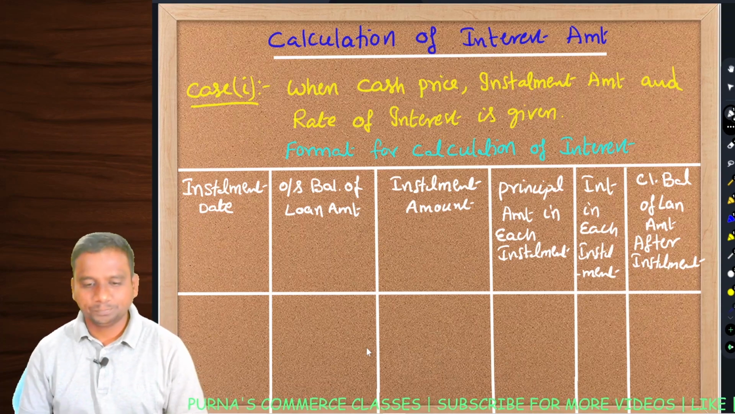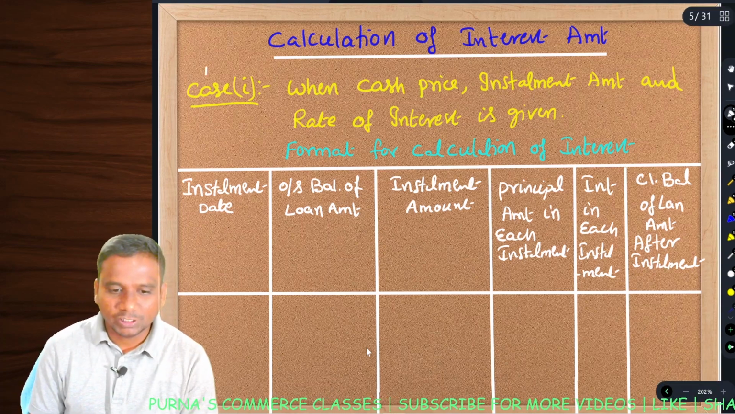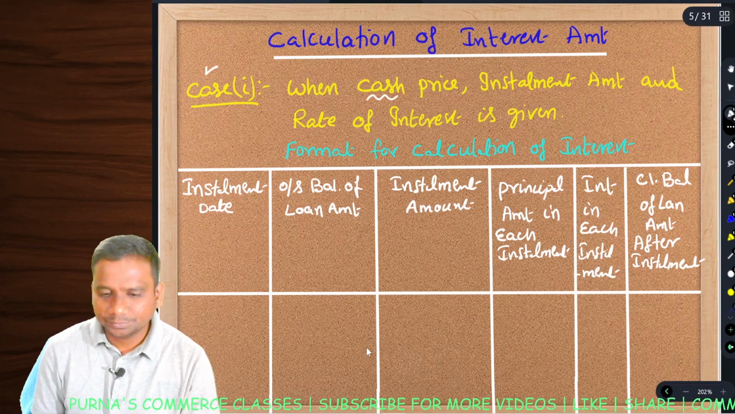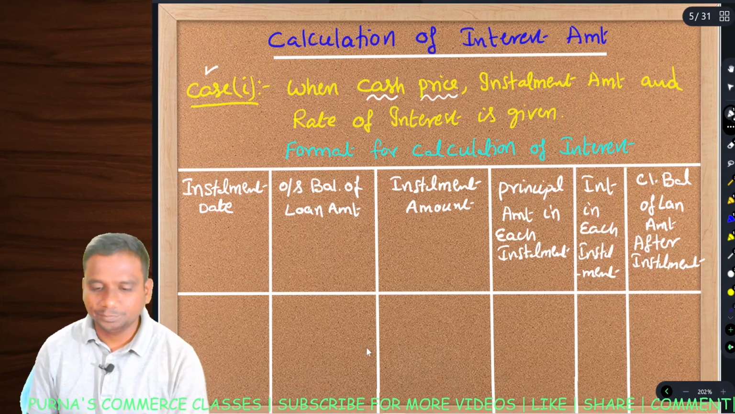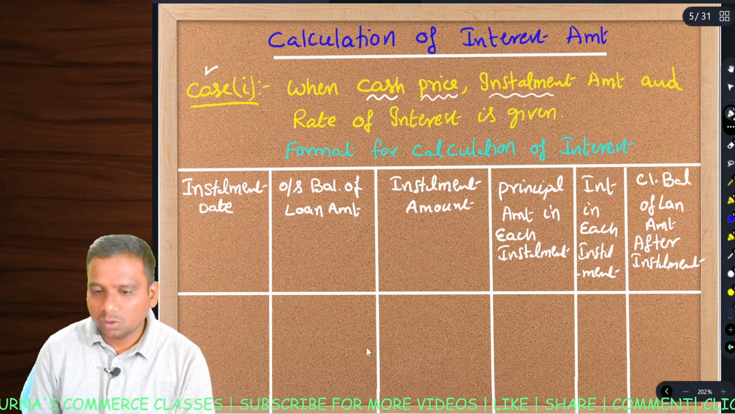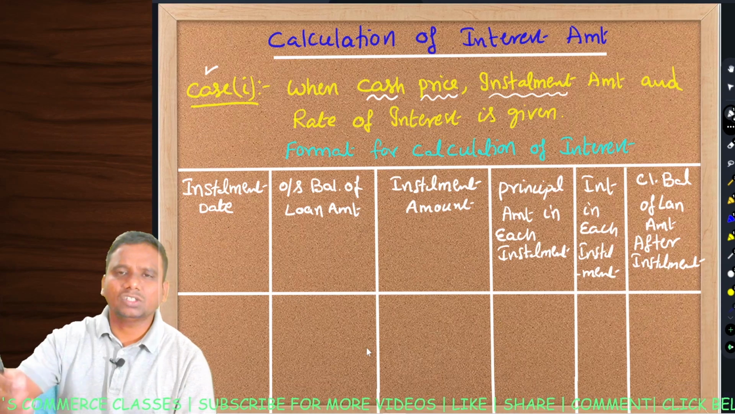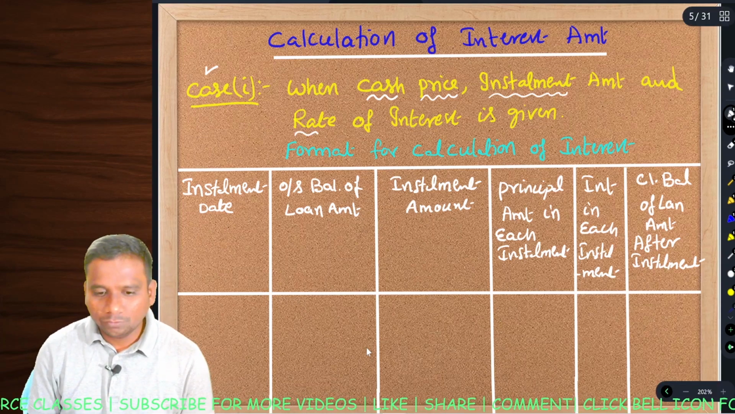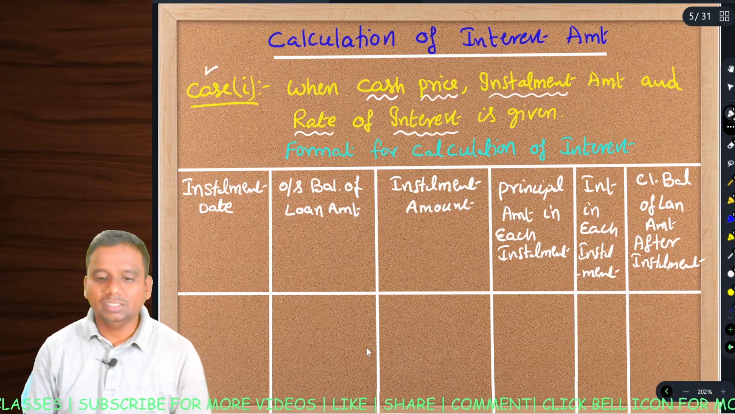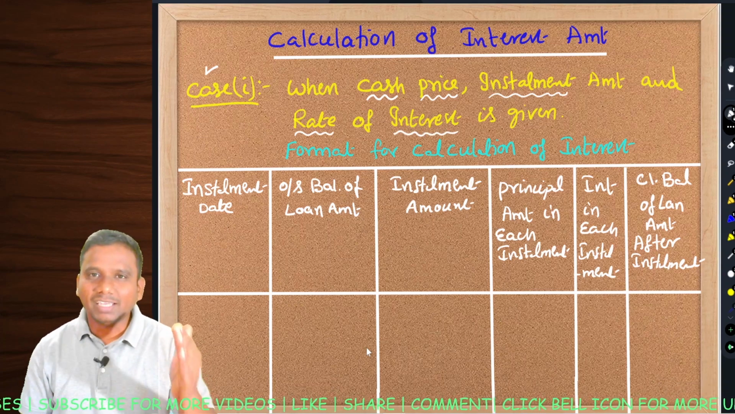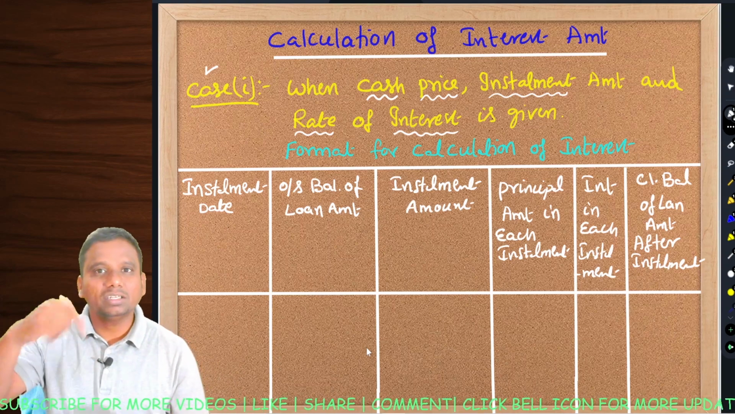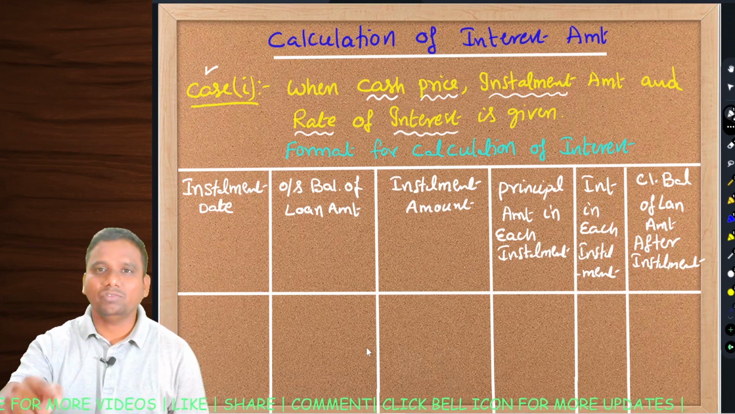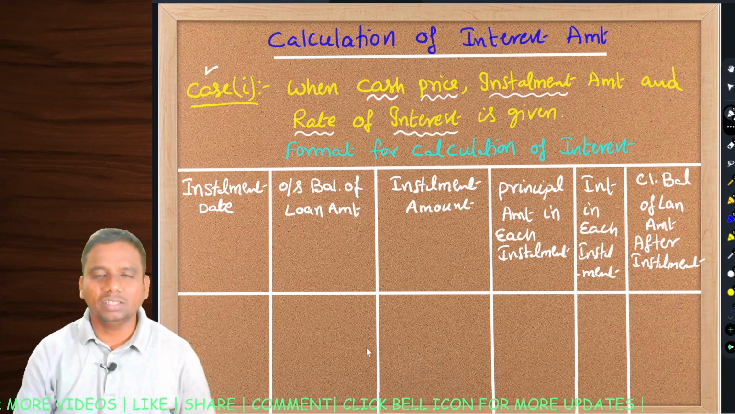Okay, now look at the first situation, case 1. This is a very basic case. When cash price is given, the installment amount is also given. That means how much amount you have to pay every installment is given, and the rate of interest is also given. With this cash price, you can record the first entry. What is that? Purchase of asset account debit to hire vendor account.